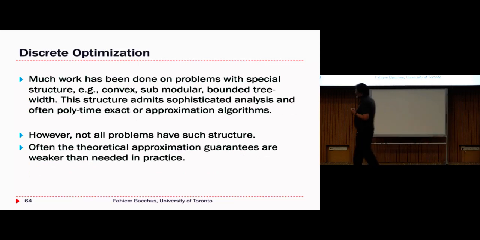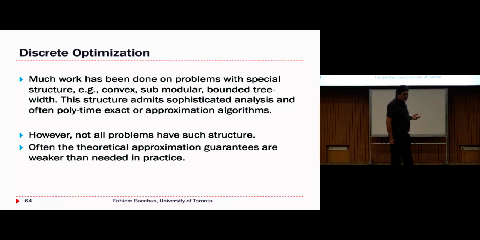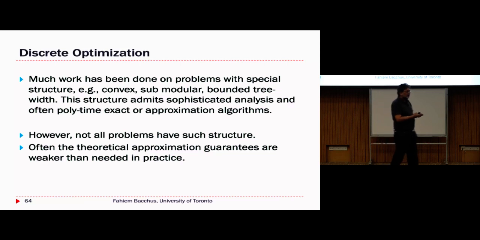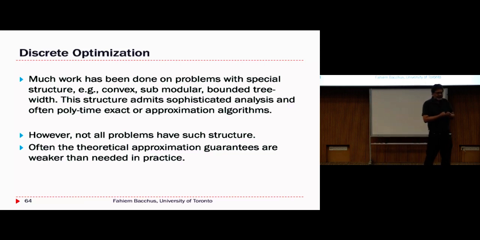Okay. So there's lots of work, of course, on discrete optimization. And often, though, that work relies on some sort of special structure. Maybe the problem is convex, or it's submodular, or it has bounded tree width, or something like that. And if you have that kind of structure, then you can often do quite sophisticated analysis, and you can get algorithms that work really well.